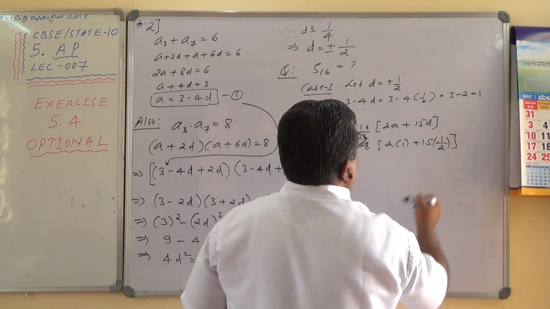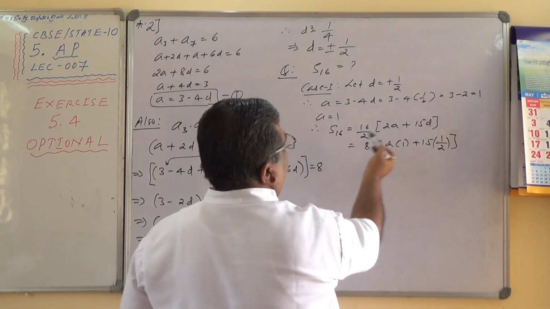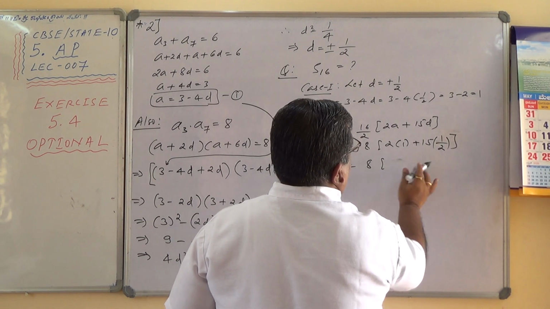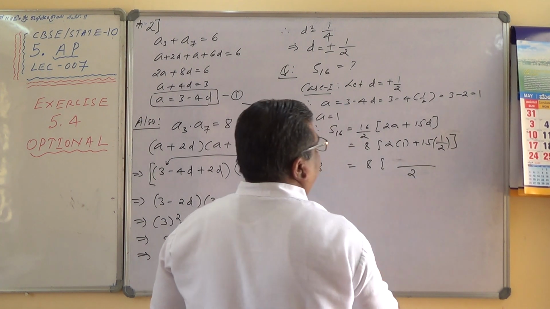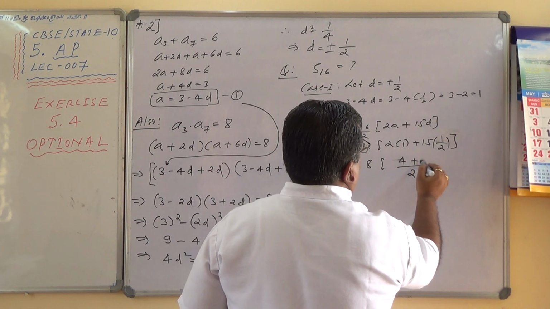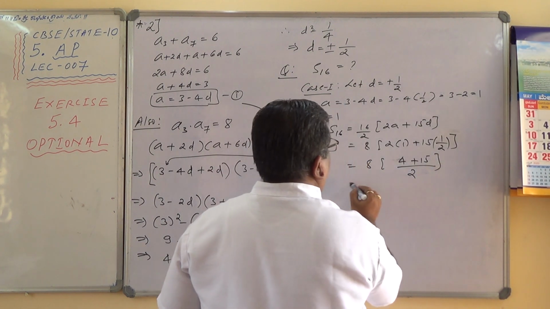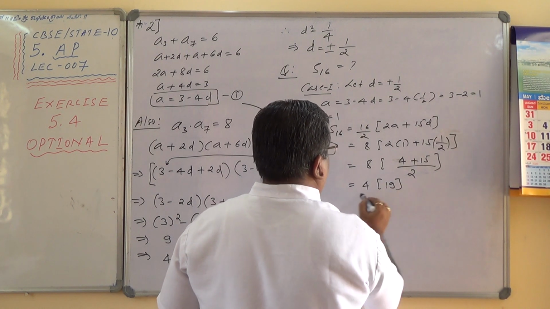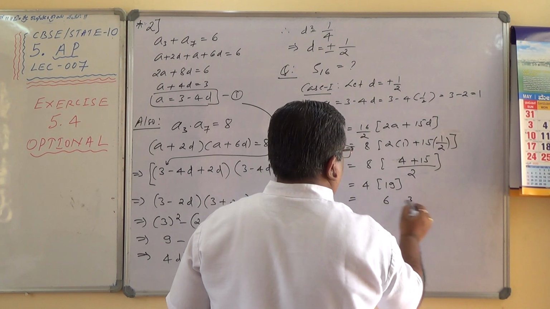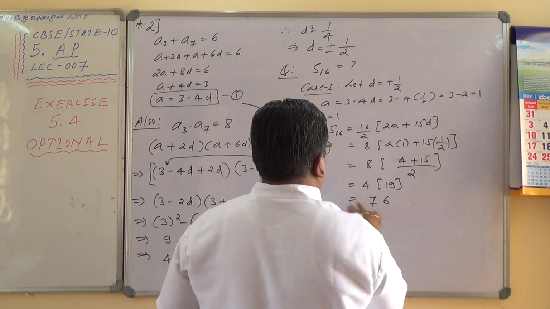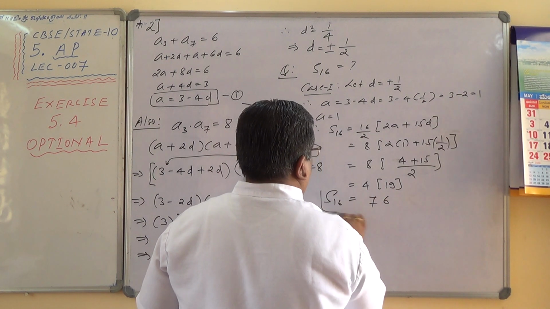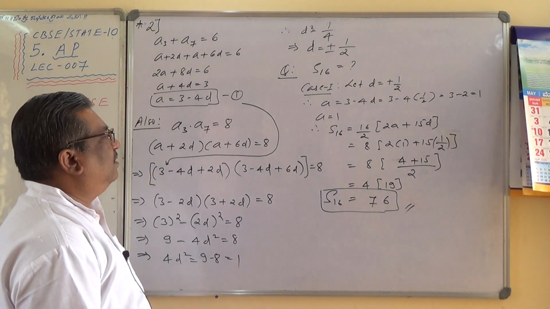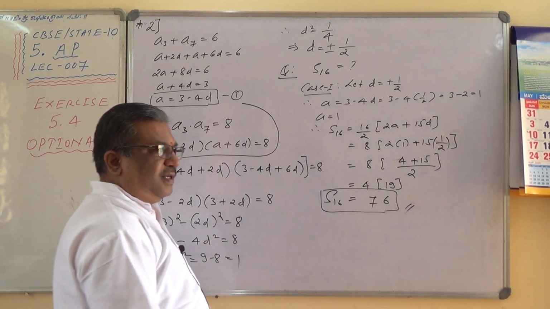Got it? 15 times 16 is 15 times... Let's see. 8 into bracket LCM 2 times 4 plus 15, which is 2 ones are 2, 2 fours are 4, times 19, 76. So in case 1 we have got the sum of 16 terms is 76.